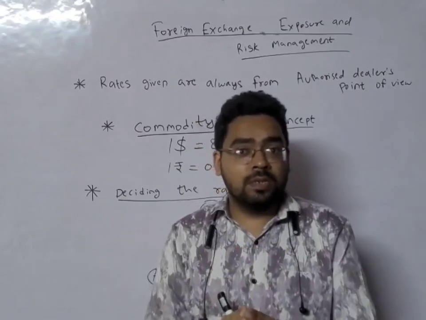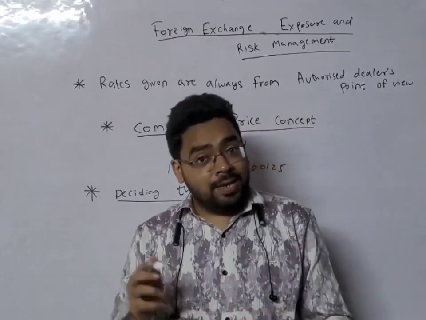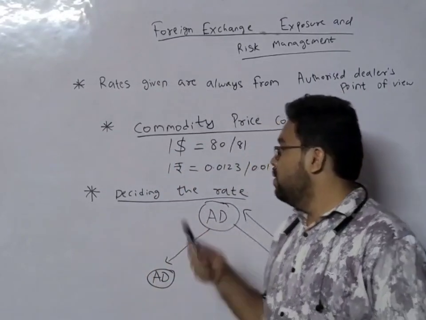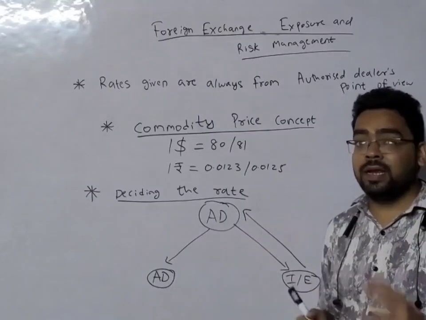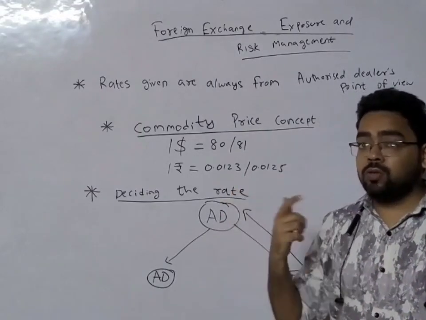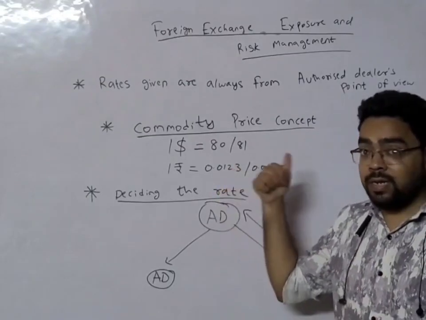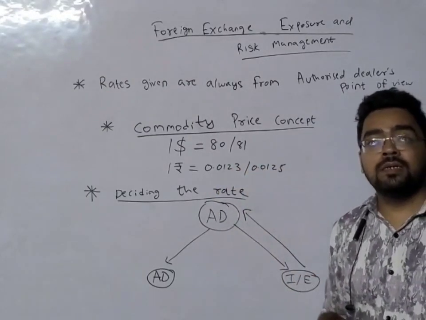Authorized dealer is a person who is dealing in currencies. So he will always buy at a lesser rate and sell at a higher rate. Let's see an example. $1 equals 80/81. See, there are two rates given. So authorized dealer will buy at 80 rupees. 80 will be authorized dealer's buying rate and 81 will be authorized dealer's selling rate.